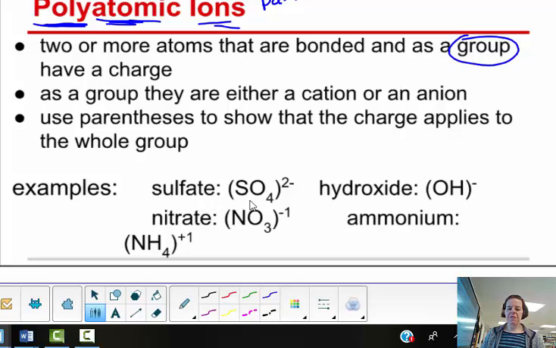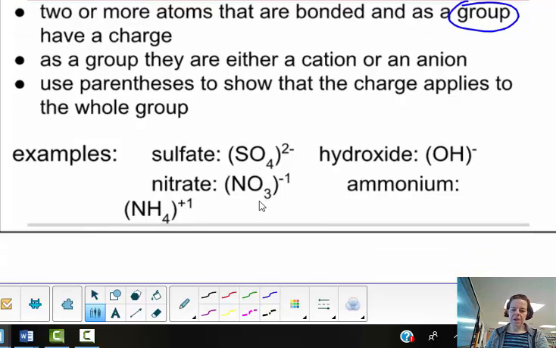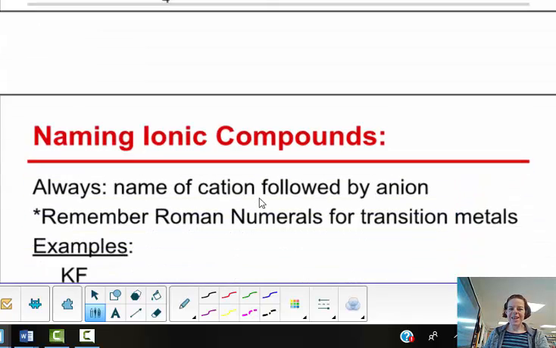So some examples here, we have sulfate, which is SO4, and as a whole, it has a -2 charge. This 4 only goes to the oxygen, so it's 1 sulfur and 4 oxygens together that collectively have a -2 charge. We have hydroxide, which is O and an H, and together it's a negative. Nitrate is NO3, that 3 only goes to the O's, and collectively it's a -1. And ammonium, I see it got moved over, ammonium is NH4, so there's 4 H's on the end, and collectively it's a +1 charge.